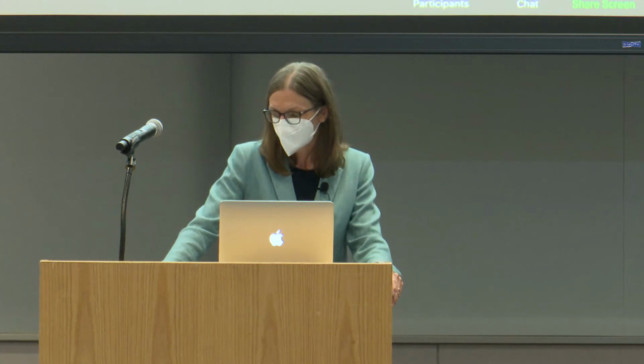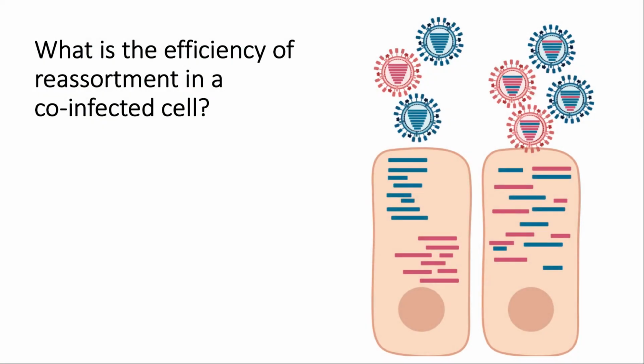And one fundamental question that hadn't been addressed is the one shown here. What is the efficiency of reassortment in a co-infected cell? Right, so I'm showing you on the slide two potential models that could play out within an infected cell. On the left, the idea is that the replicating viral genomes in the cell would be compartmentalized, limiting exchange of gene segments and probably supporting only low levels of reassortment.